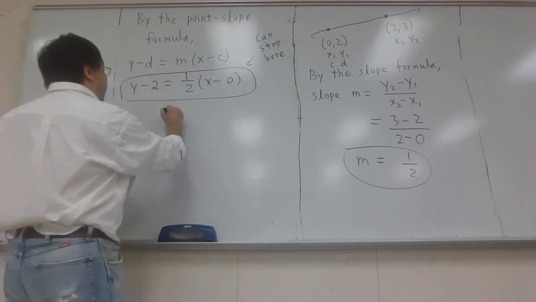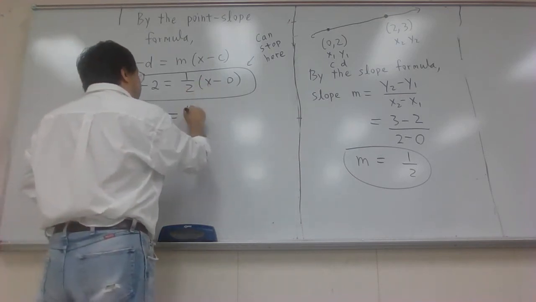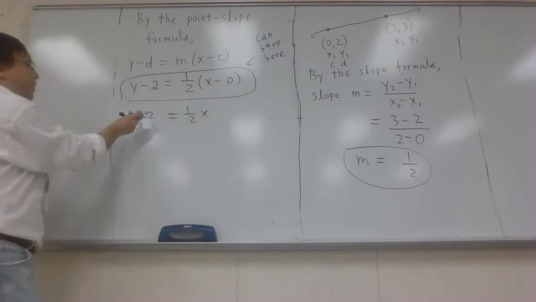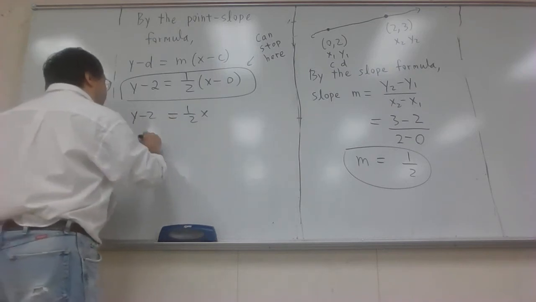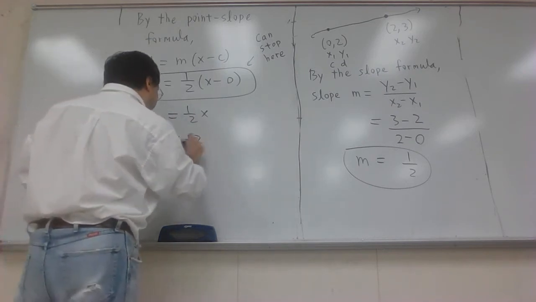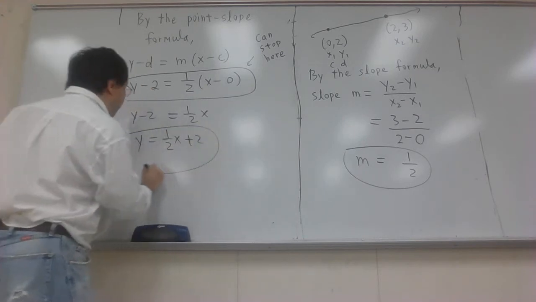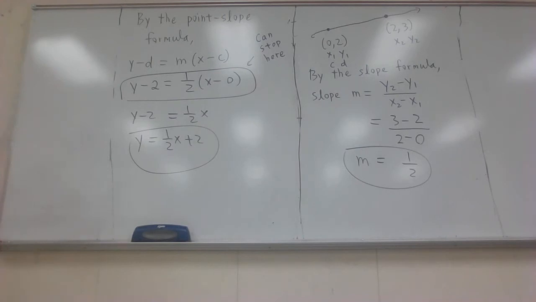So if we continue computing, this is 1/2 times x, and the left-hand side is y minus 2. And then we can just bring the minus 2 to the right-hand side, so y is equal to 1/2 x plus 2. So in tests and homework, this is an acceptable answer too. Both of these answers can be acceptable. You can stop here if you want, or you can stop here.